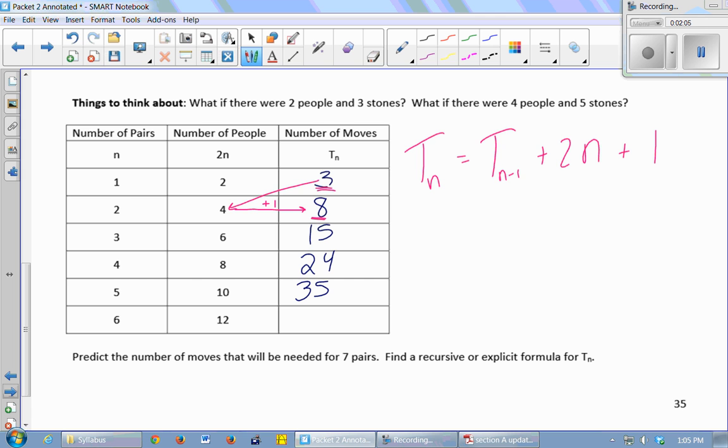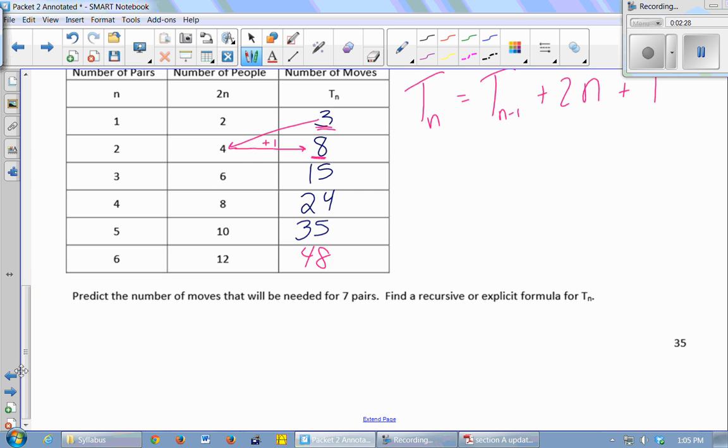You can come up with an explicit formula, but it's pretty hard for this one, so it's okay if you didn't get it. So 35 plus 12 is 47, so this will be 48. And then your answer to the next question is actually the next sequence of pairs. Oh, for 7 pairs, it would be 48 plus 13 is 61. Good.